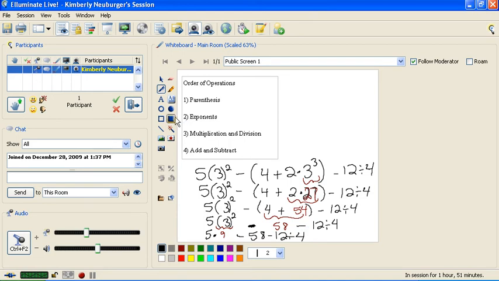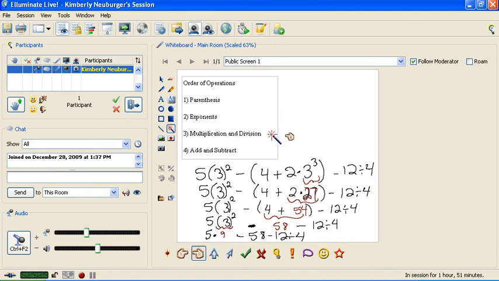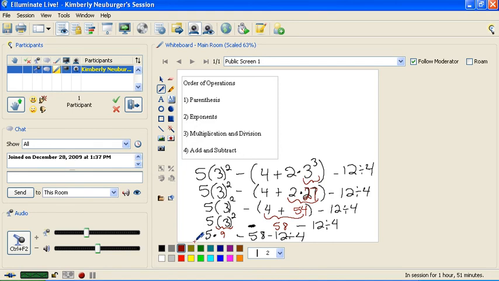Now I've come to my next step here, which is to multiply and divide, and I'm going to do that as I come to it from left to right. So as I go across, the first one I come to is right here, 5 times 9, and that's 45. So I'm going to multiply these two and make it 45, and I'm going to write that up here because I have some room up here. And then I'm going to transfer the rest of the problem up here.